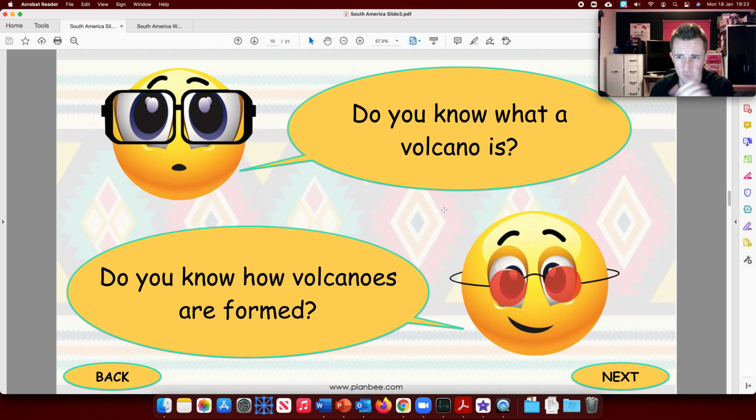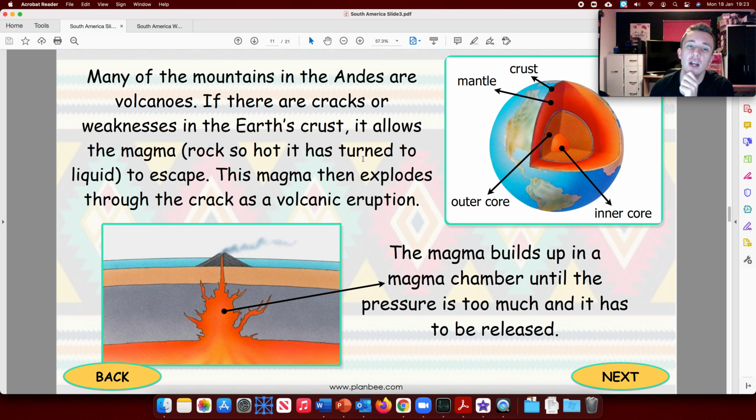Hopefully you know what a volcano is. You studied it in year 4, so you might have to cast your mind back a little bit. But do you know how they're made? Well, a lot of the mountains in the Andes are volcanoes. If there are cracks or weaknesses in the Earth's crust, it lets magma, rock so hot it's turned into liquid, it's not lava, it's called magma, to escape. The magma then explodes through the crack as a volcanic eruption. The magma builds up in a magma chamber until the pressure is too much and it has to be released.